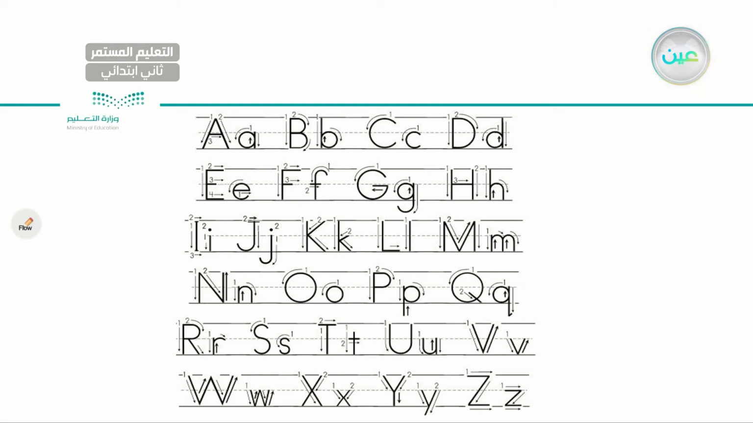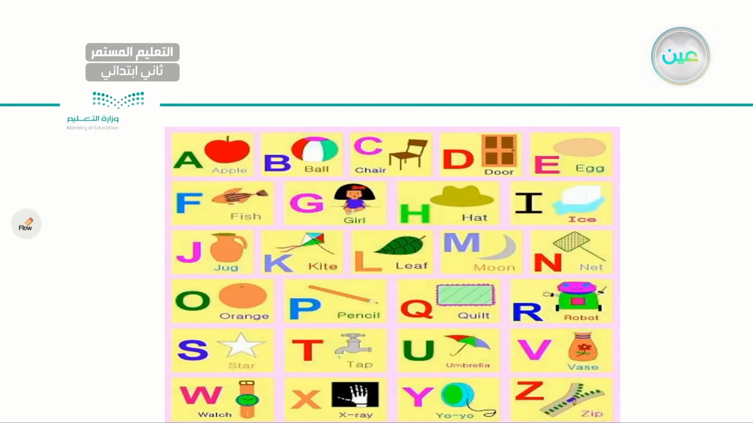So maybe you can take a screenshot, so you can follow the arrow and then write the letters on your own. Here are all the letters, and I have a word that starts with each letter. So let's go ahead and read them together. A, apple. B, ball. C, chair. D, door. E, egg. Very good.